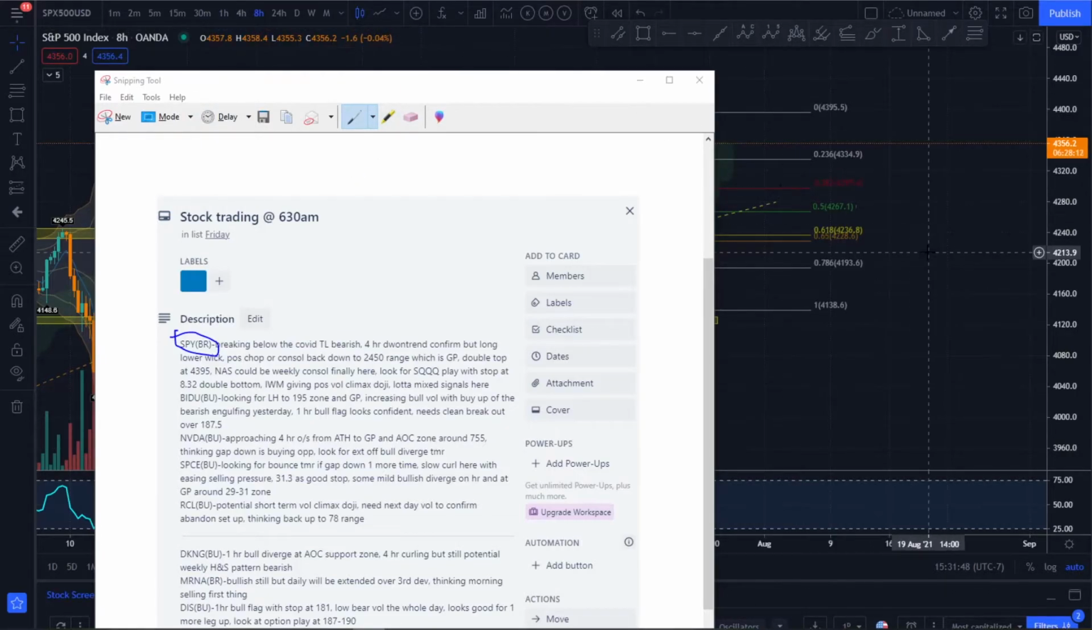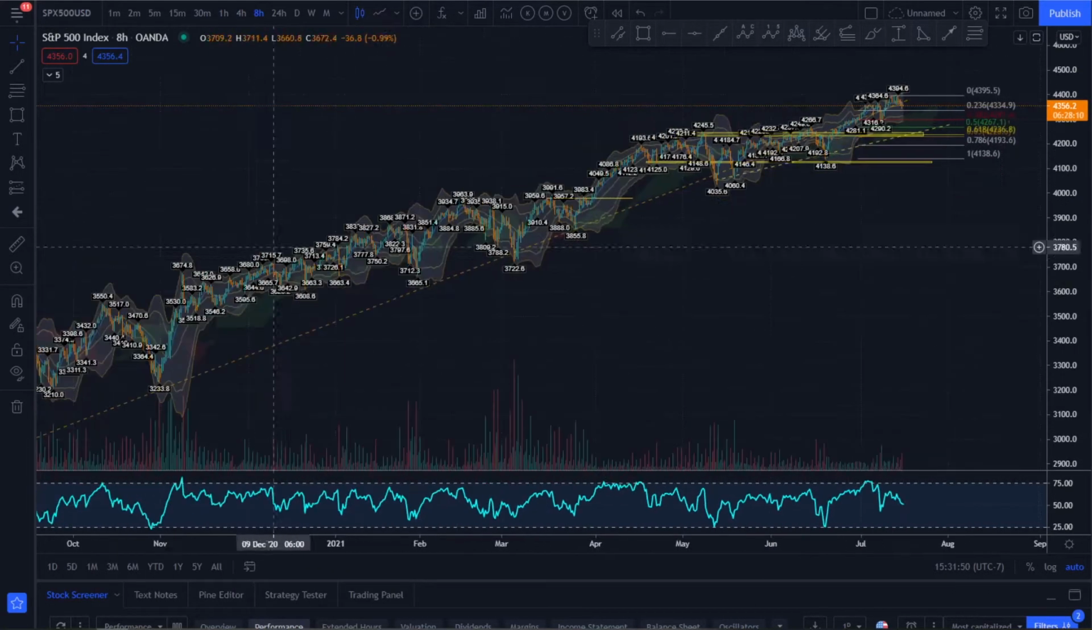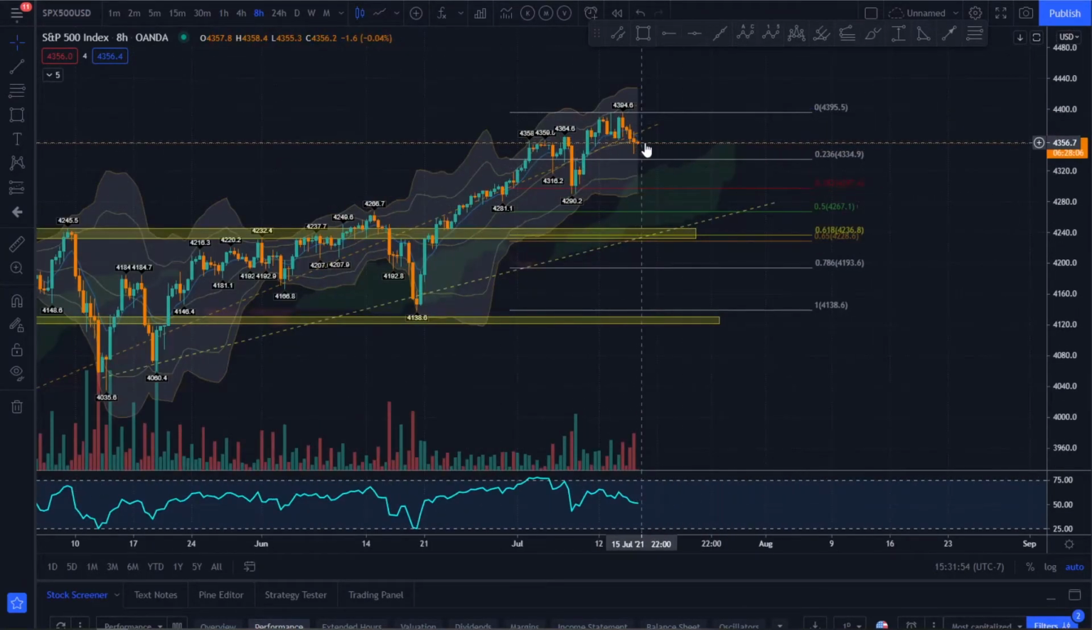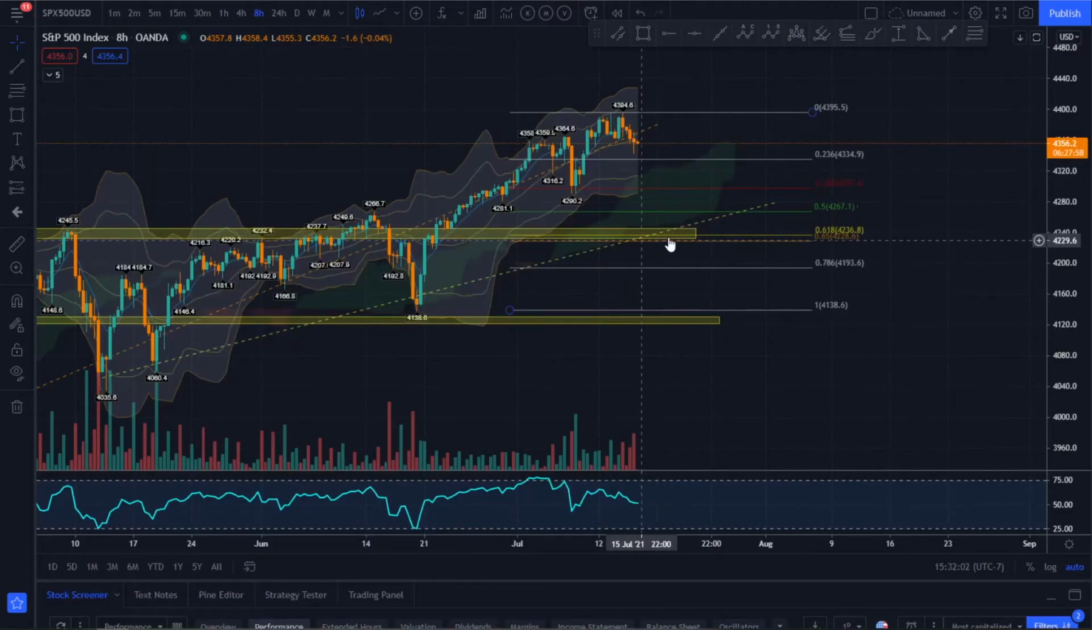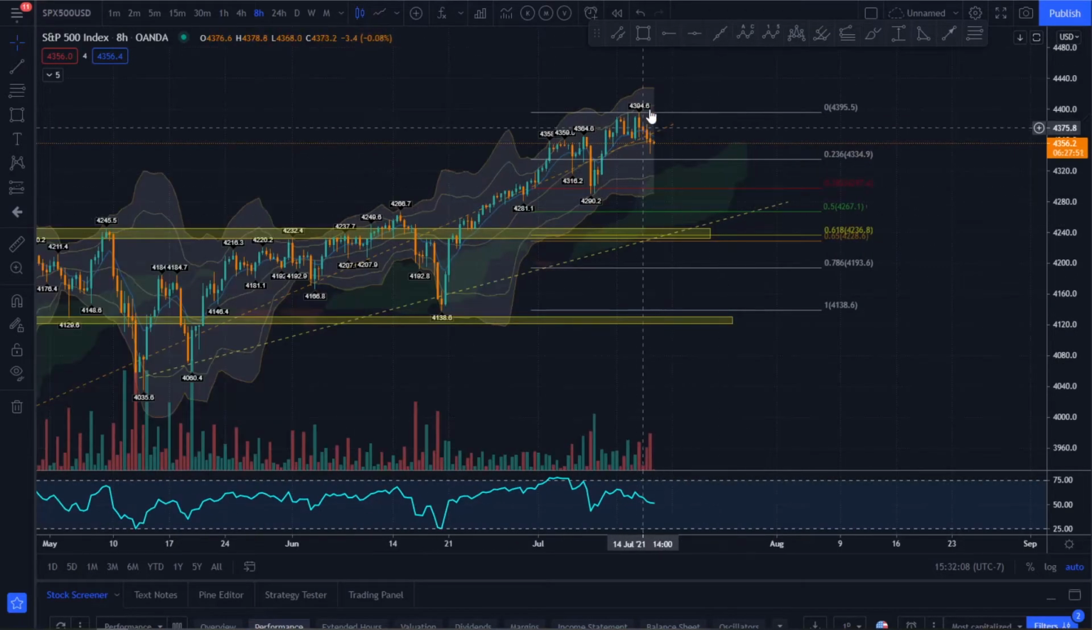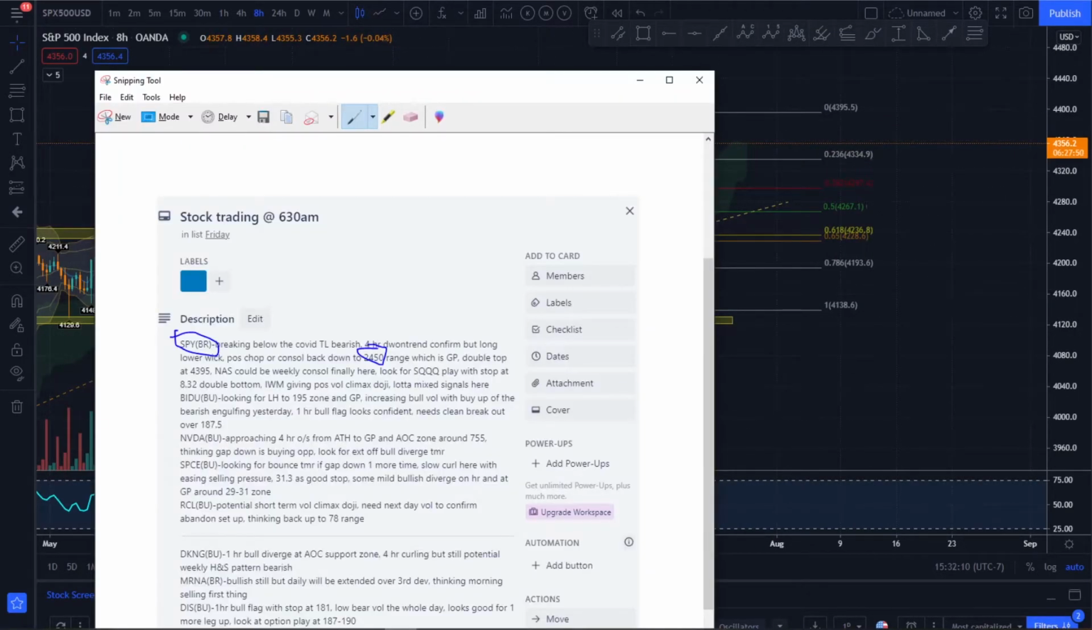line bearish. The COVID trend line, which is a trend line I have here, which is the orange one. It broke down, bear, and I said here that it is going back down to, I screwed up here, it's 4250, which I'm thinking around this zone here, because that's the golden pocket and that's an area of confluence. So we'll have to see where that goes.